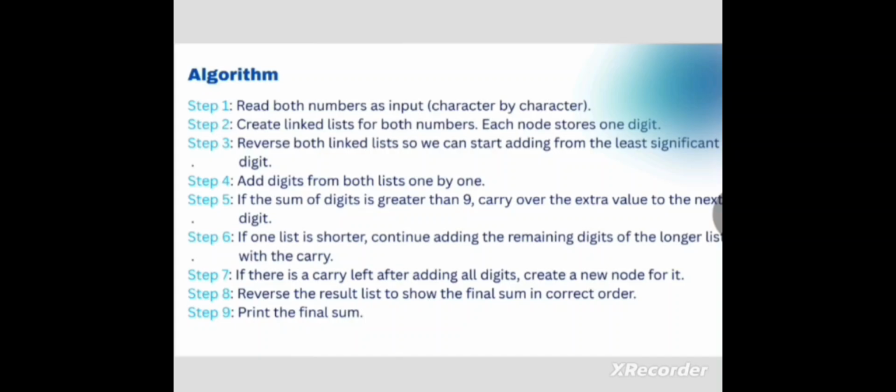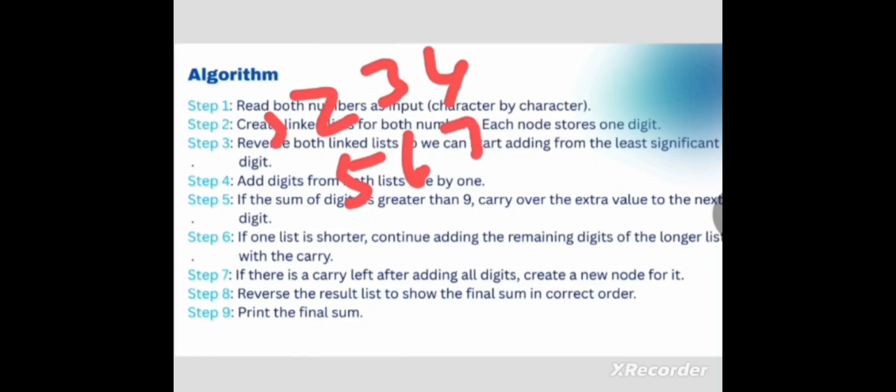Now I will give an example. For example, we will take number 1 as 1, 2, 3 and 4 and number 2 as 5, 6 and 7. After we follow from step 1 to step 3, list 1 becomes 4, 3, 2 and 1 and list 2 becomes 7, 6, 5.